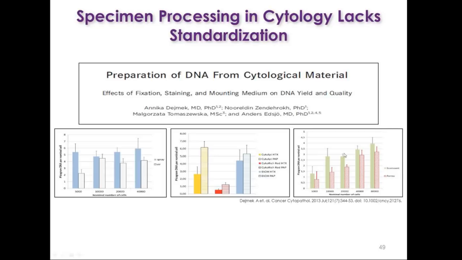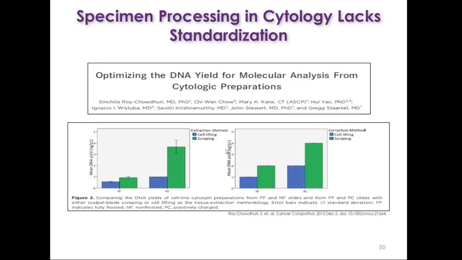And what I'm trying to highlight is not really which one's better, but really the fact that there are differences depending on how you process that specimen. And at our institution, we also saw that, depending on the type of glass slide you use, our fully frosted glass slides tend to give 4 times less DNA than our non-frosted slides or our positively charged slides. When we tried to compare scraping versus cell lifting techniques, scraping typically gave us higher nucleic acid yields, irrespective of which glass slide type we were using.